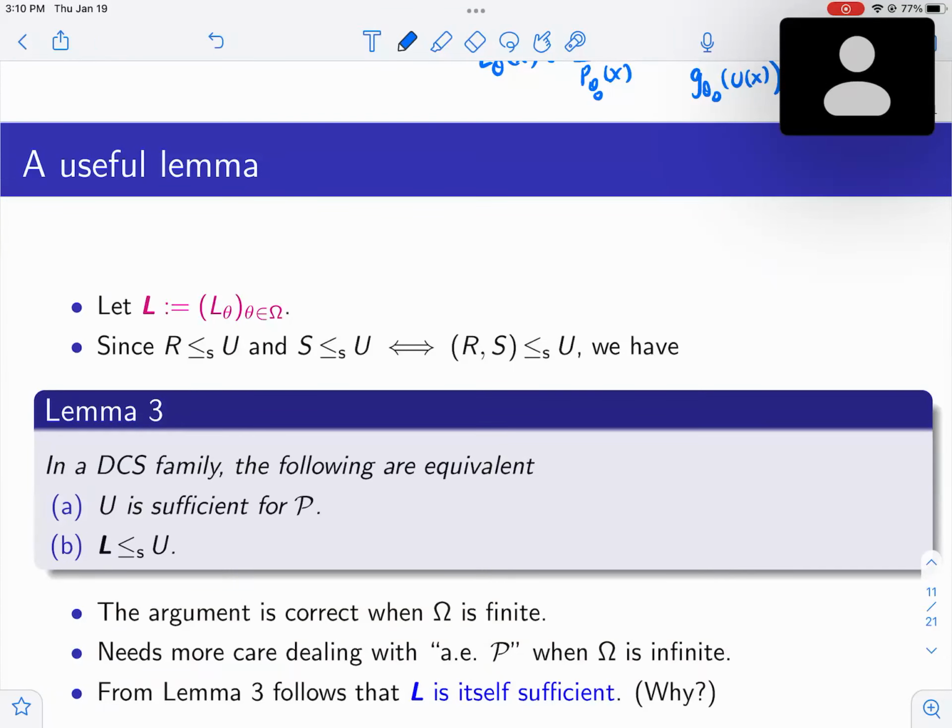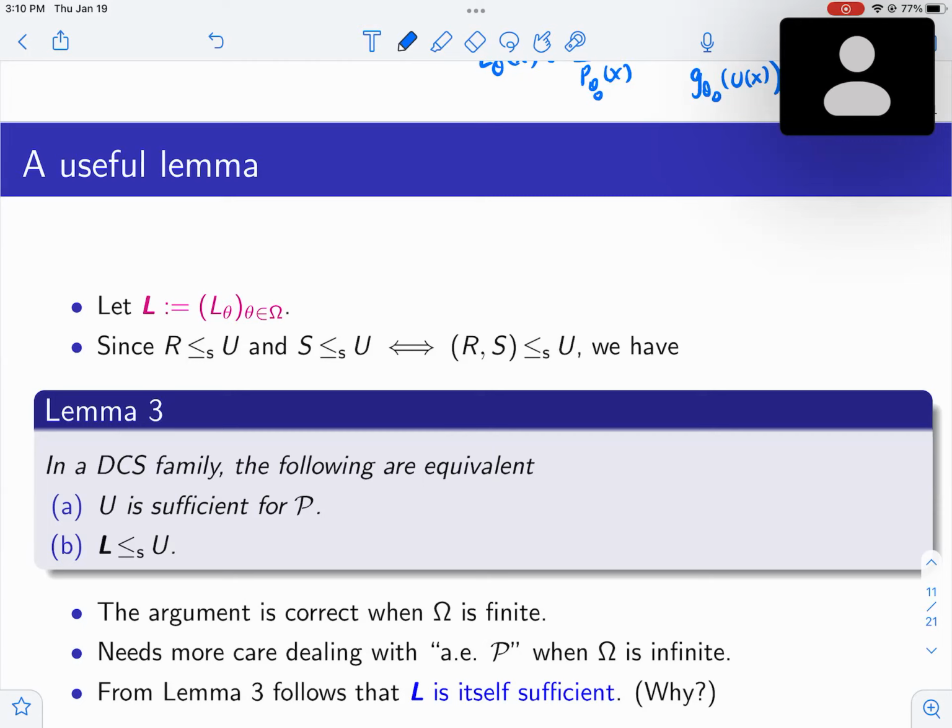Or you can write it like that. So that's another way of writing it. U is sufficient if this entire likelihood is less than or equal to U. Right? And if you look at this closely, this is the definition of minimal sufficiency.